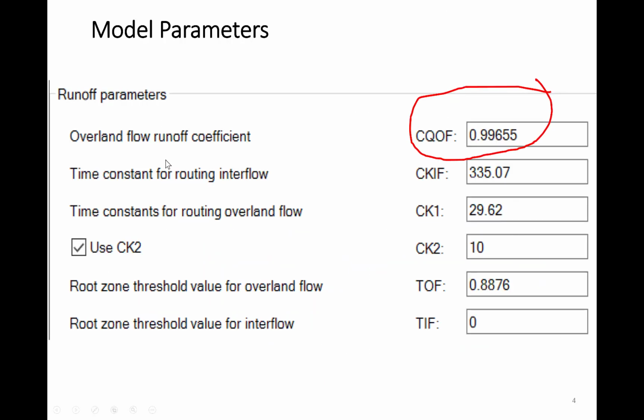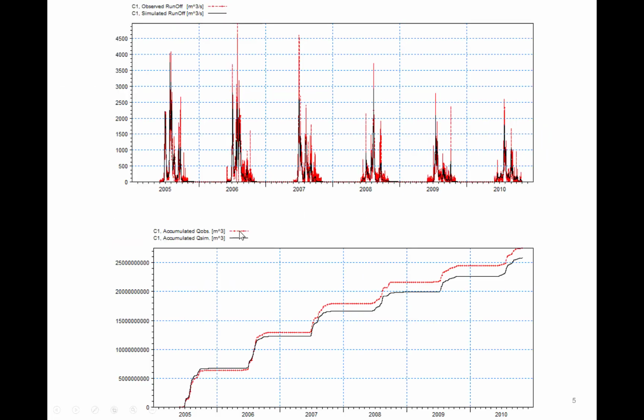Here's an example of another study where the practitioners who conducted the study had to push the runoff coefficient almost to 1. You can see the value here of 0.996, and in spite of that, the simulated flows, which are represented with the dark lines here, could not reach the observed flows, and we still have a discrepancy of about 2.1 billion cubic meters that builds up in terms of the simulated and observed volume over only a 5-year period.